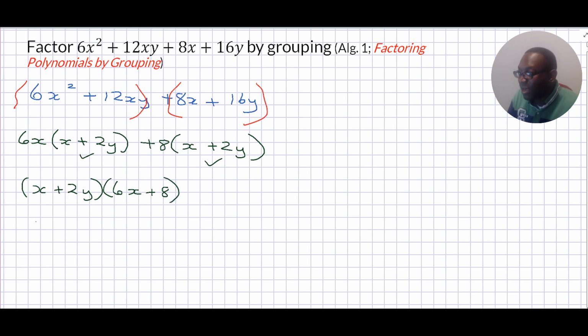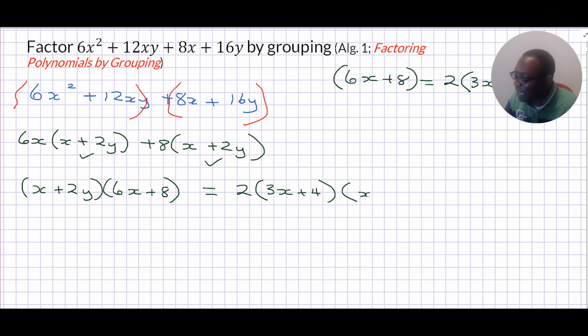The other thing you can do here is to go ahead and factor 6x plus 8. The greatest common factor of 6x and 8 is going to be 2. 6x divided by 2, you have 3x. 8 divided by 2, you have 4. So now this is going to end up being 2 multiplied by 3x plus 4 multiplied by x plus 2y. So this is the final solution, because when you factor, you want to make sure you are expressing these terms in their lowest or simplest form.